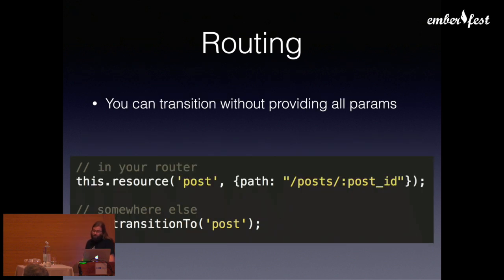You can transition to a route without providing all parameters. So in this case, if you declared a route posts with a dynamic segment in, if you just call transitionTo post without any further arguments, or same with the link-to helper, it will use the current model if it's there already. You have to be careful with this. You shouldn't do this unless you're sure that that route already has a current model. But sometimes you can be sure, i.e. if you're in a child route.